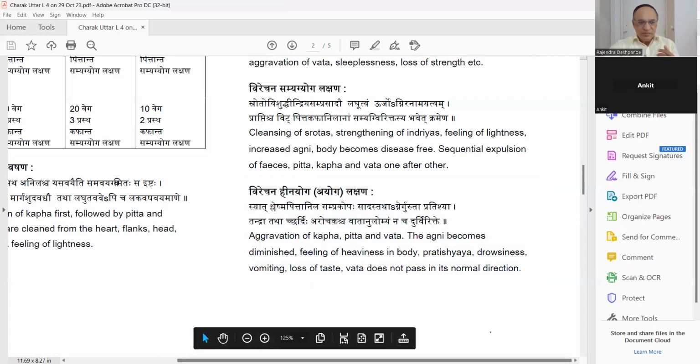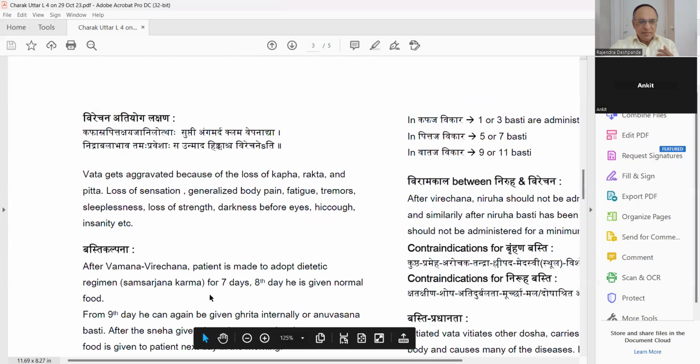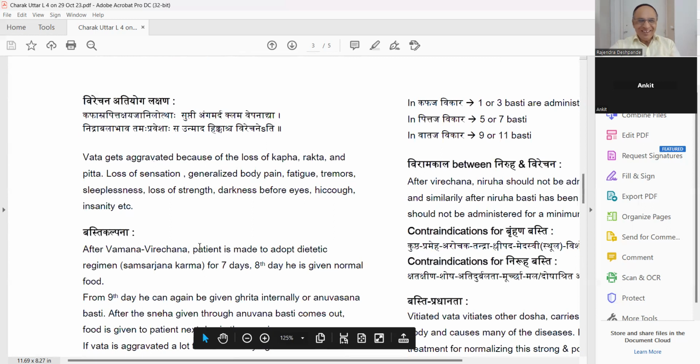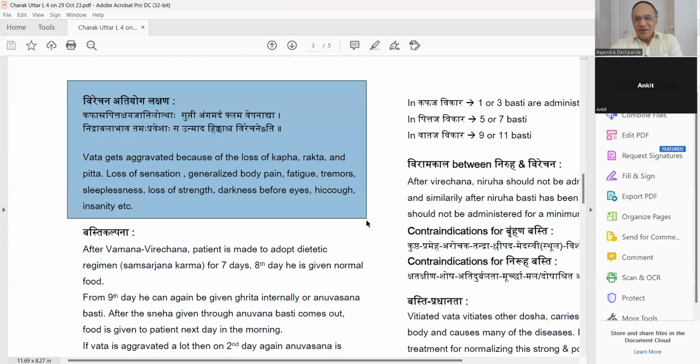Now I will go again on the left side, my dear friends. Please allow me. Okay, with your kind permission, let us see. Virechana Atiyoga Lakshana. Okay, here Vata gets aggravated. Dhatu Kshayajanya Vata Prakopa. A lot of water has gone. The Virechana is also loose motion.